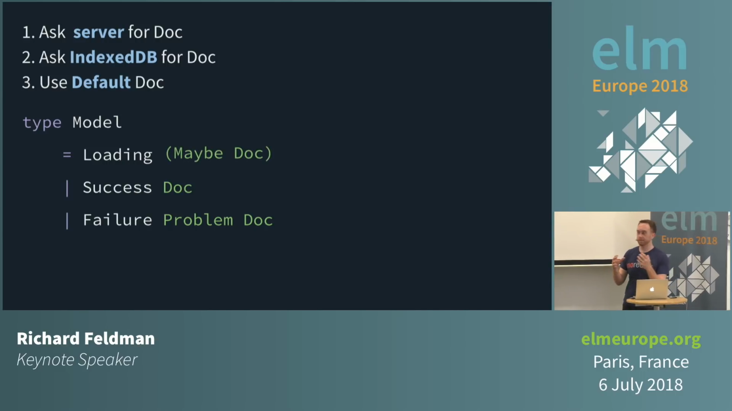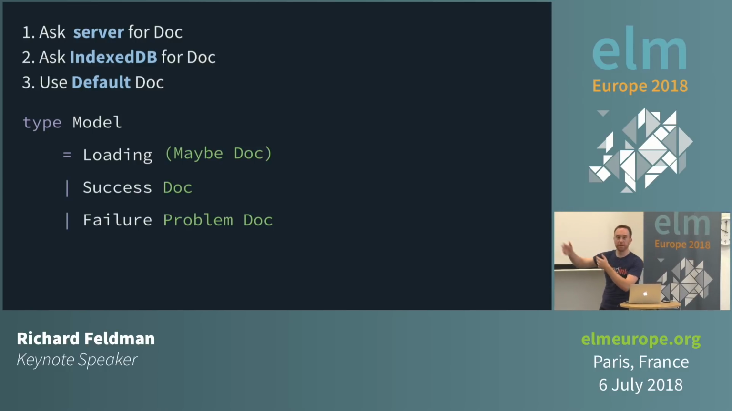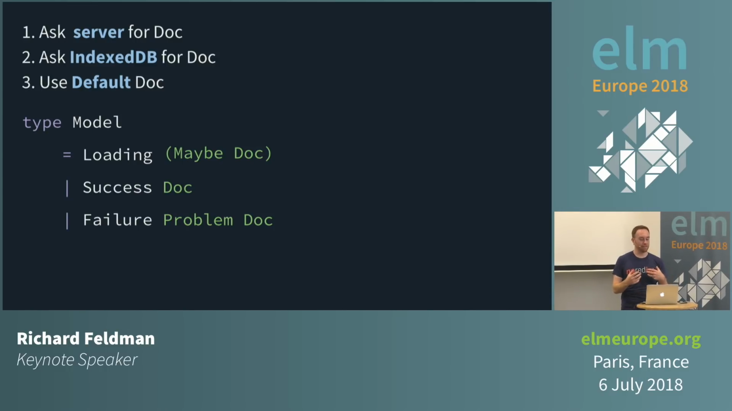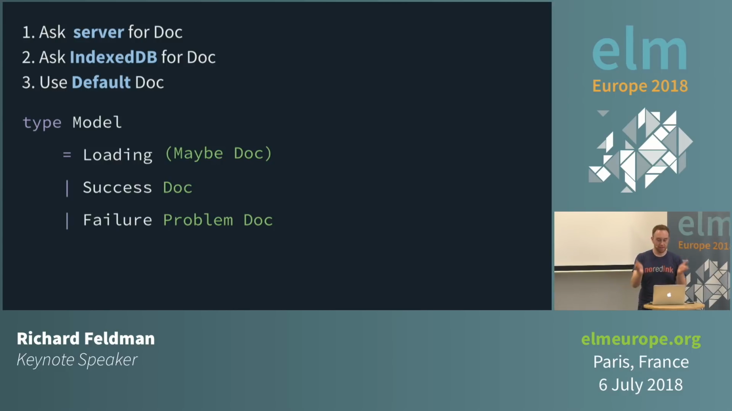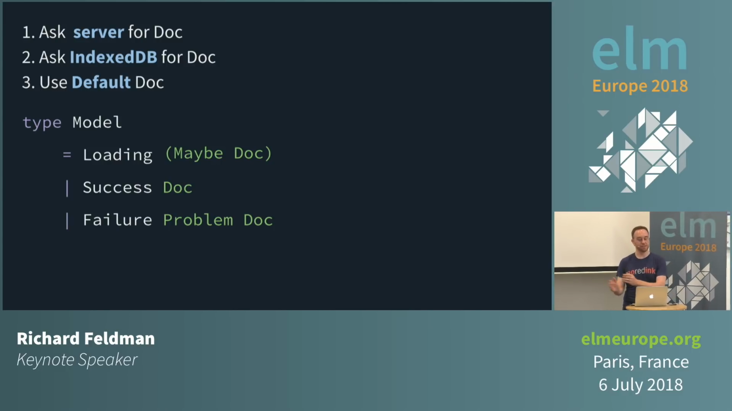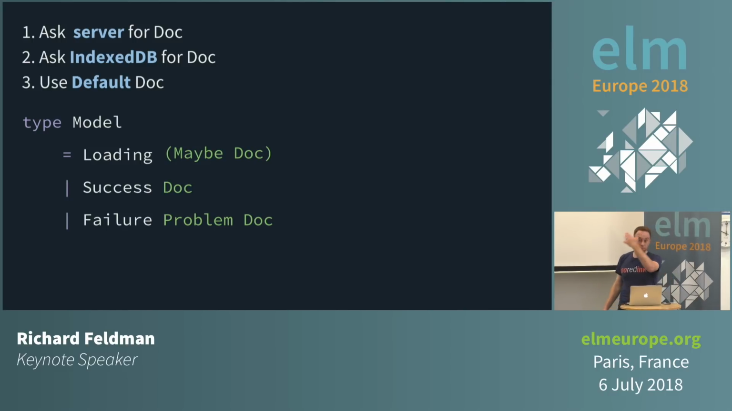I need to put something like a maybe doc inside loading and say, okay, maybe I've gotten a doc from the server, maybe I got one from IndexedDB, but I need to hold on to that so that when the other one does come back, I can resolve potential merge conflicts, whatever, and then decide on a doc, and then I can transition to the success case. But another thing that could happen is a problem. What if the server comes back and says, hey, server's down, sorry? I'm still waiting for IndexedDB to come back. Well, in that case I also need to have a maybe problem.